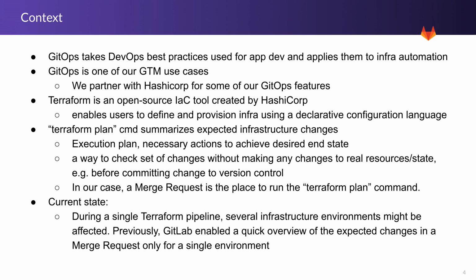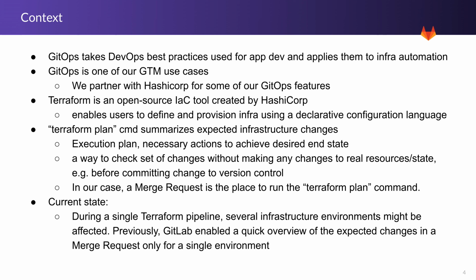The Terraform plan command summarizes expected infrastructure changes. It generates an execution plan, which is basically a set of necessary actions to achieve the desired end state for the infrastructure. It's also a way to check the set of changes without making any changes to the real resources or the state. For example, before committing change to a version control system. In our case, a merge request is the place to run the Terraform plan command.